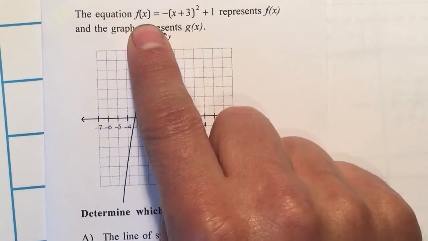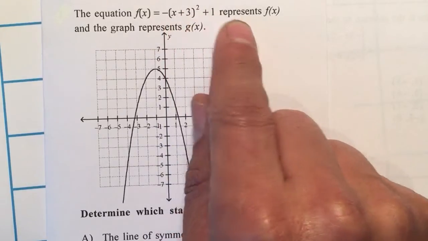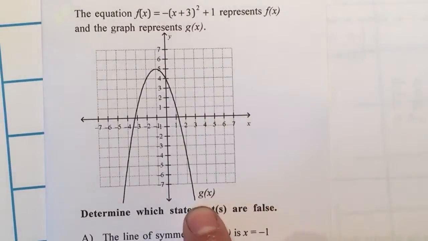The equation f of x is equal to negative (x plus 3) squared plus 1 represents f of x. And the graph below represents g of x. And notice that they label g of x. Determine which statements are false.